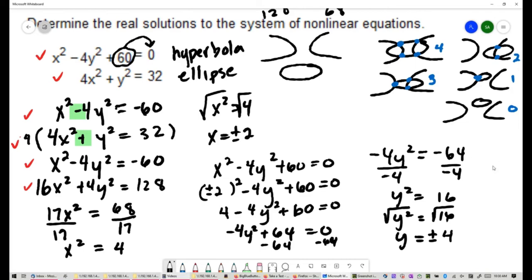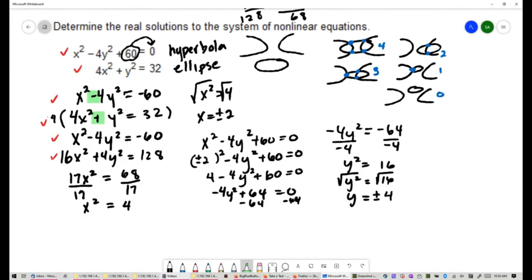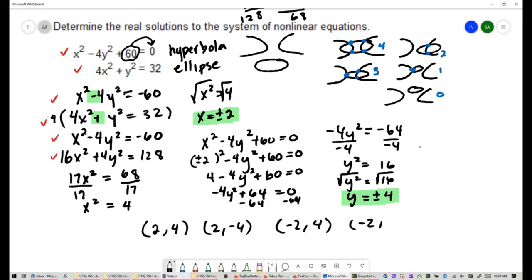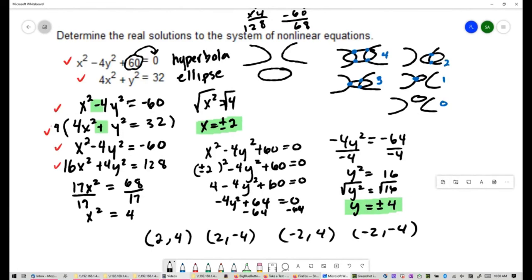Let me zoom out a little bit just to give us a little bit more space. So remember, we started with our x coordinates of plus and minus 2, and we got y coordinates of plus and minus 4. So this is going to give us our 4 solutions: a positive 2 with a positive 4, a positive 2 with a negative 4, a negative 2 with a positive 4, and a negative 2 with a negative 4. So these are the solutions to our system of nonlinear equations.